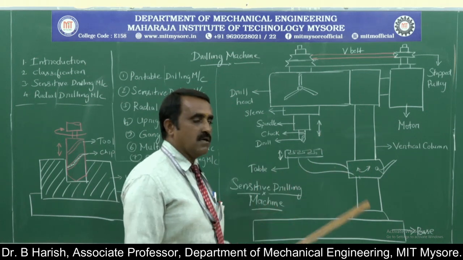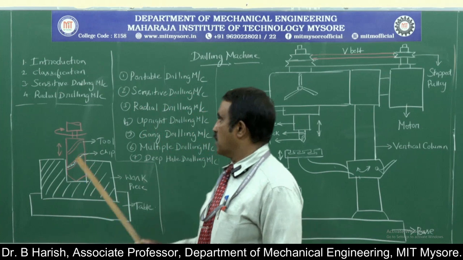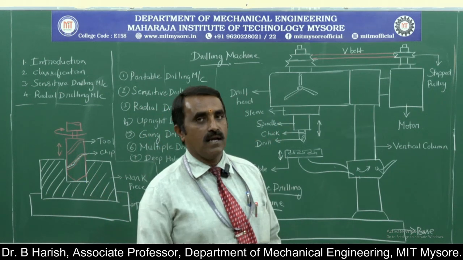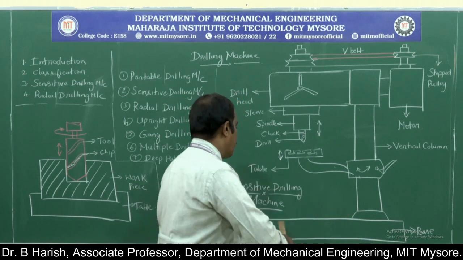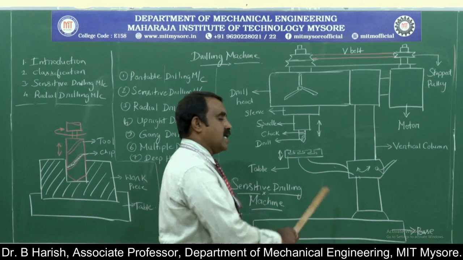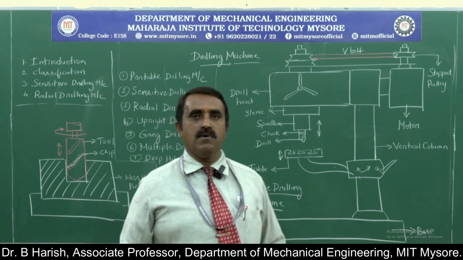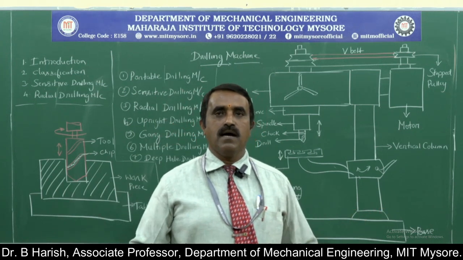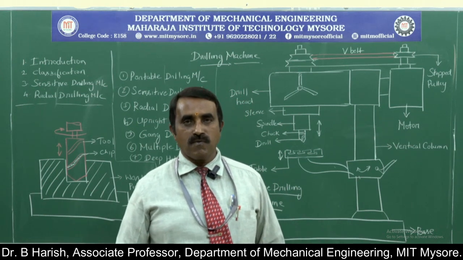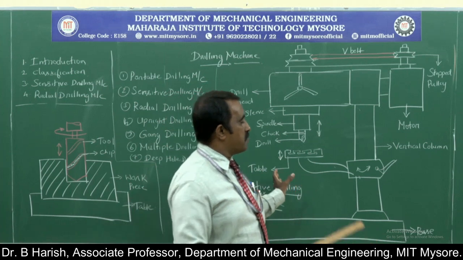To overcome this, we can have the next type, called the radial drilling machine. The radial drilling machine is one where the table will be fixed on the base itself. Hence, whatever may be the size of the job, it can hold that size of the job, and the required operation is performed. Along with that, it is bigger in size.